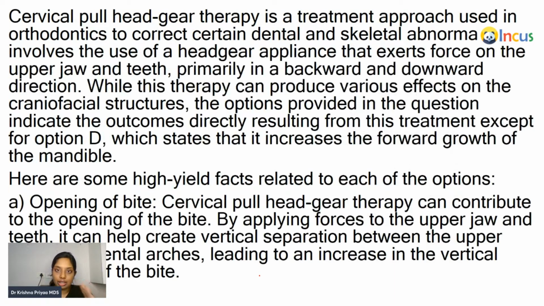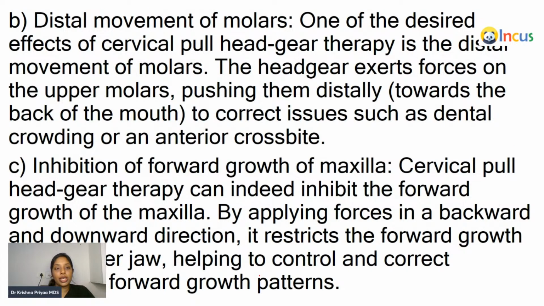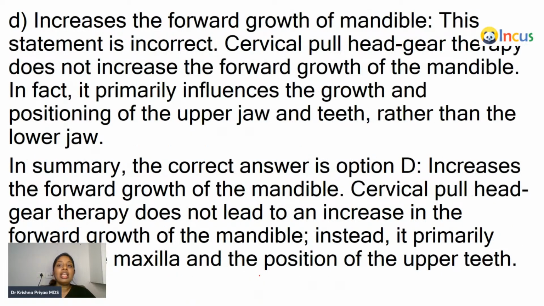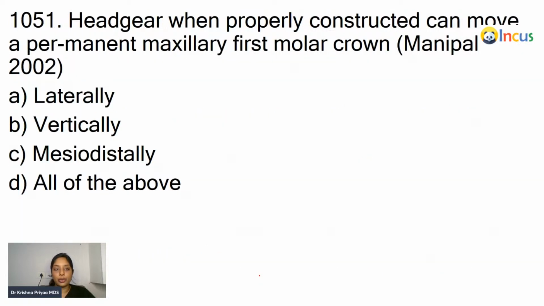If you're very sure on this, then you can definitely ace all the questions when it comes to headgear. So yes, it has a distal movement of maxilla because they provide a backward force which will in turn distalize the molars, and they inhibit the forward growth of maxilla because they don't pull the maxilla forward, right? Headgear is all about retraction of the maxilla. So the maxilla won't grow anywhere soon in the forward direction. It increases the forward growth of mandible? No, cervical headgear doesn't do that.